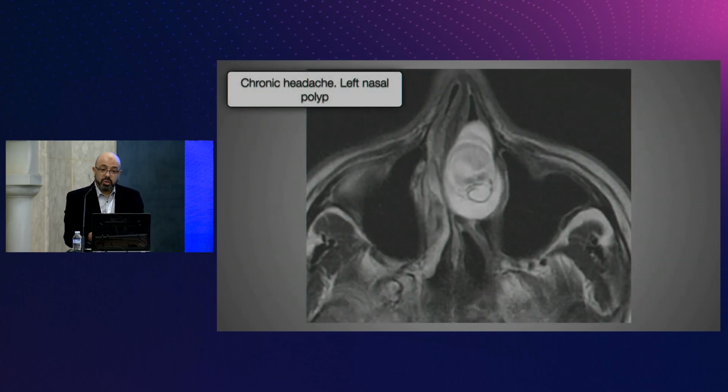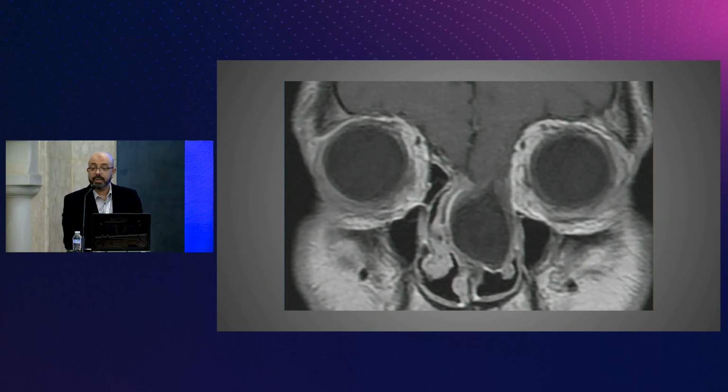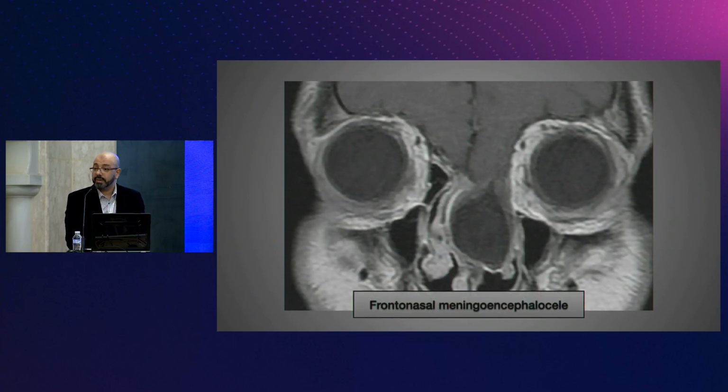A companion case, just to show you that also sometimes the brain can herniate, and this is usually a bigger defect here. You can see some brain tissue laterally or peripherally within this defect. So this is what we see in a meningoencephalocele.